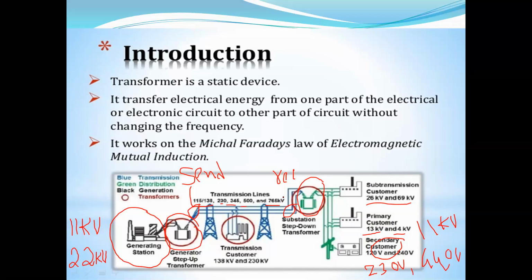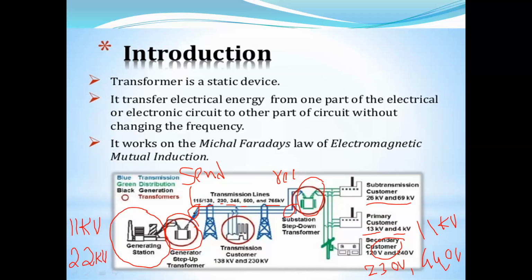A transformer cannot increase the power levels. A transformer only changes the voltage and current values to new values. That is the main purpose of the transformer.